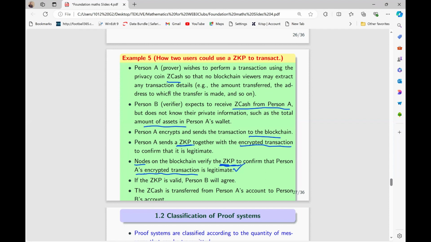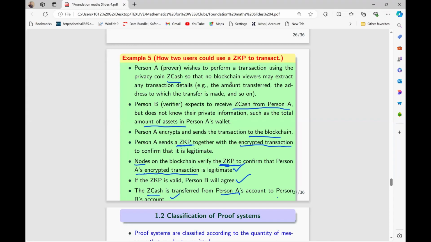Now, since the nodes have confirmed that the transaction is legitimate, person B can now agree to proceed with the transaction with person A. So person B now agrees to proceed with the transaction. And because person B has agreed, the Zcash will then be transferred from person A's account to person B's account.